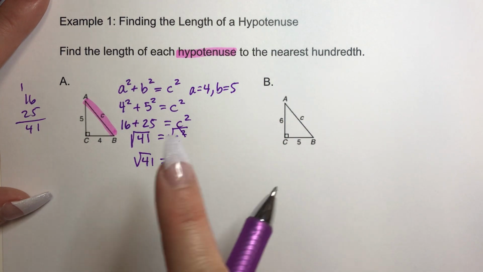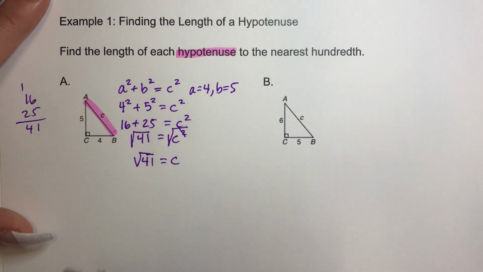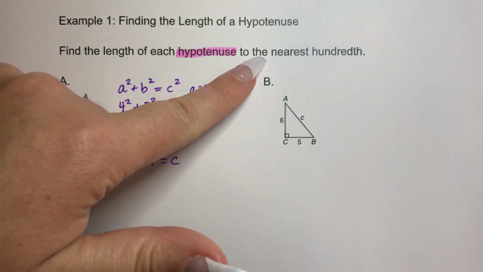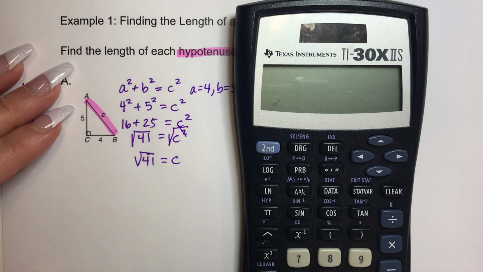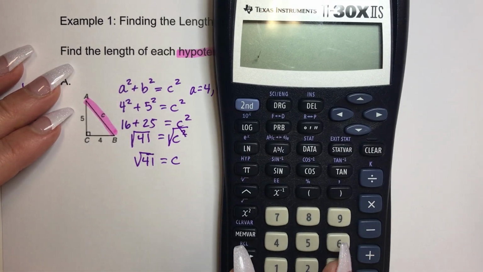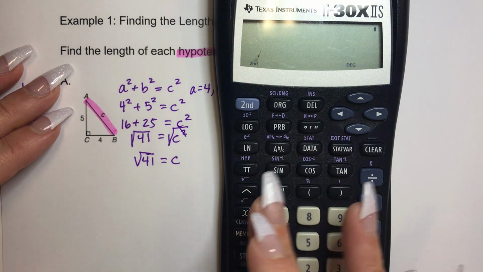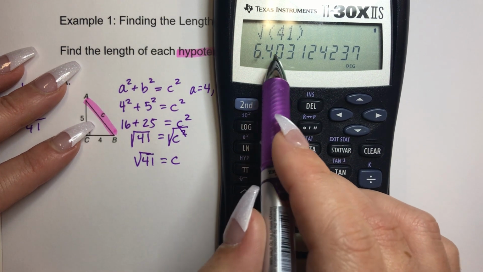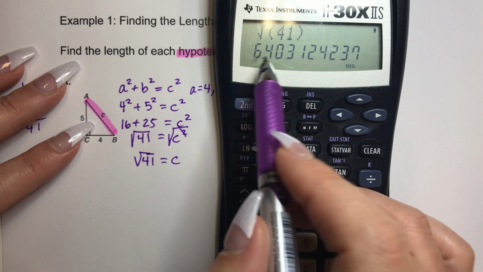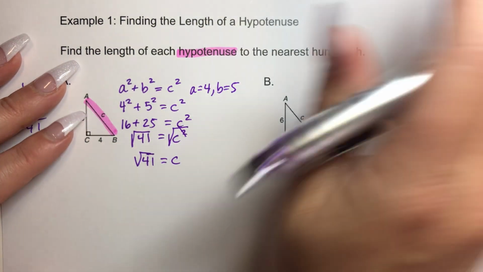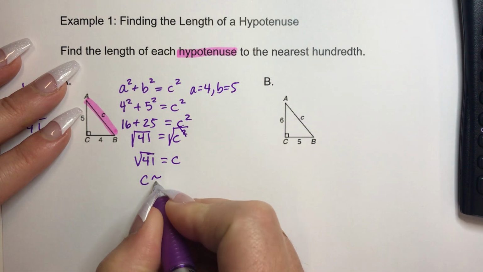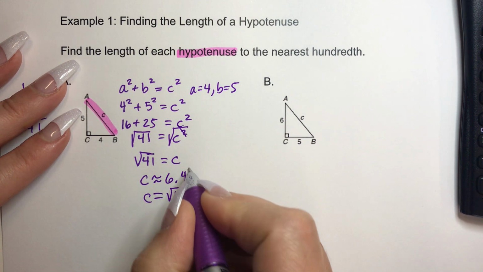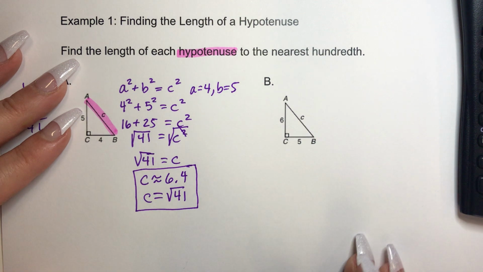Now the square root of 41, it's not a perfect square, right? So really, I'm just going to use my calculator here to figure out what that is, because the instruction says round to the nearest hundredth. So I'm going to clear that out. We're going to go second square root of 41. And what do we get? Okay, the thousandths digit is not bigger than 5, so it just stays 6.40 or just 6.4. And so we're going to say c is approximately 6.4, but it is equal to the square root of 41. And that is our final answer.